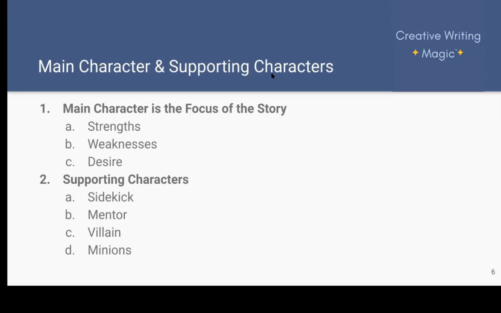So with that, I just wanted to jump right in to the main character and the supporting characters. As we all know, the main character is the focus of the story. And really there are 3 elements that are brought to the forefront when we write this story. And that's the hero's strengths, weaknesses, and their desires. And the story weaves itself through all 3 of those. And then of course we have the supporting characters. This is just a short list, but essentially we've got the sidekick, mentor, villain, and minions, who all support the story.